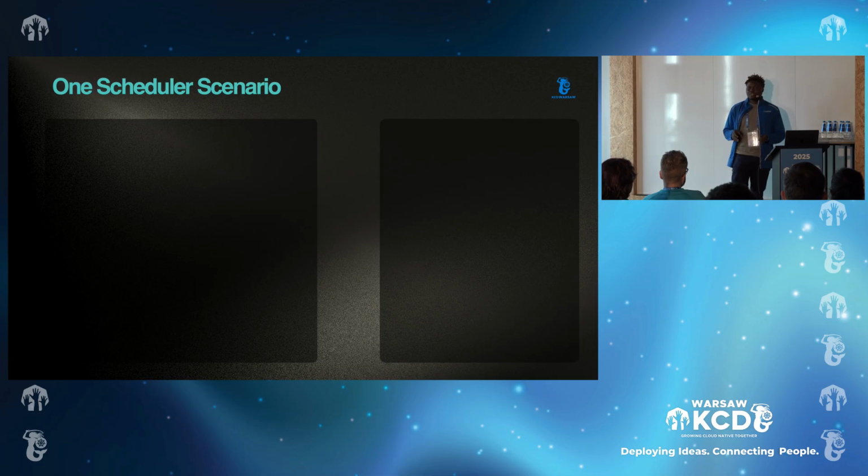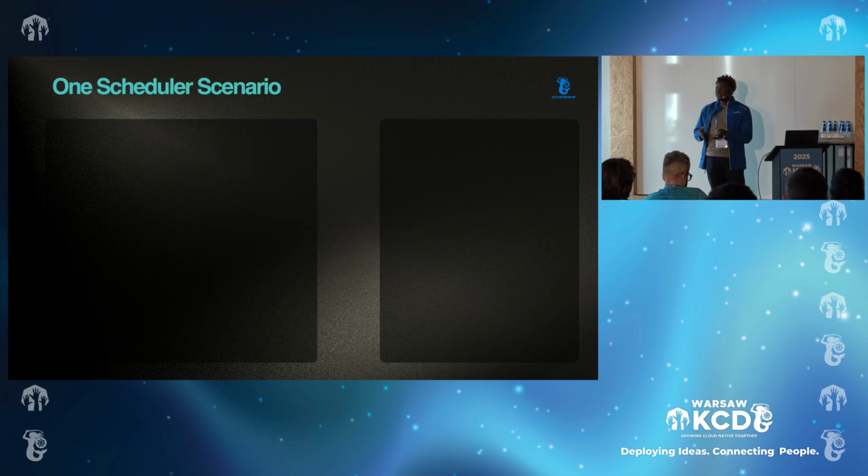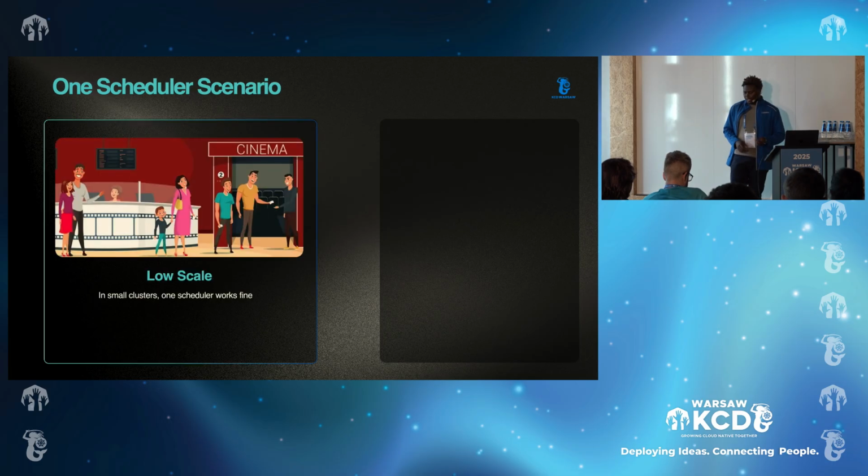This can also be well represented when we talk about the scheduling framework, because the scheduling framework is just a list of extension points that makes it easy for you to customize or access different features of the scheduler through plugins. Now, let's look at multi-scheduling from a one scheduler scenario.